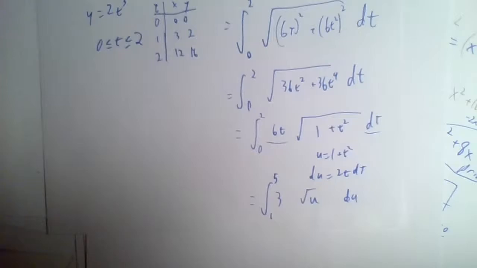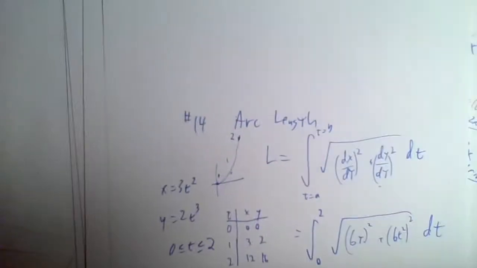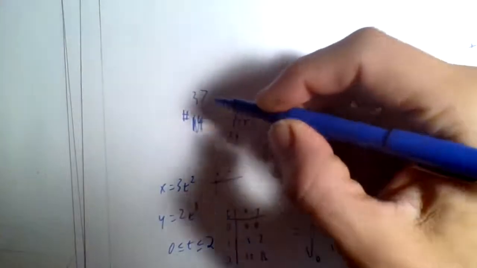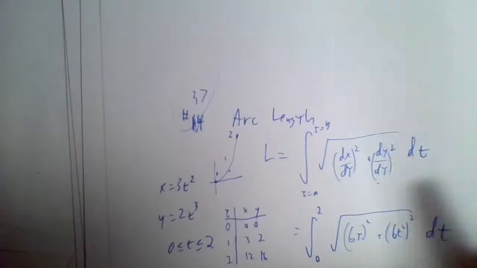The other one I had marked here to do was number 14. I say I grabbed a different problem than what I said there. So if you're actually looking these up, this is not number 14. This is actually number 37. I jumped over 14 and went to 37. That's the arc length one. I do want to do number 14, so let me get back to that.